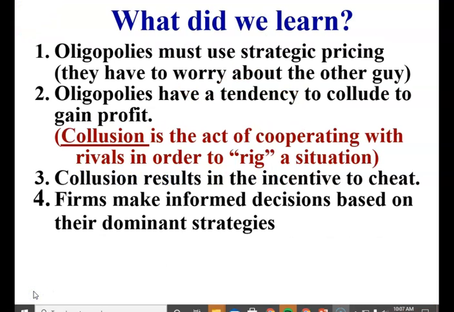Oligopolies have to worry about their competition. They have a tendency to collude to gain profit. Collusion is the act of cooperating with rivals in order to rig a situation, and it's illegal. Collusion results in an incentive to cheat. Firms make informed decisions based on their dominant strategies.